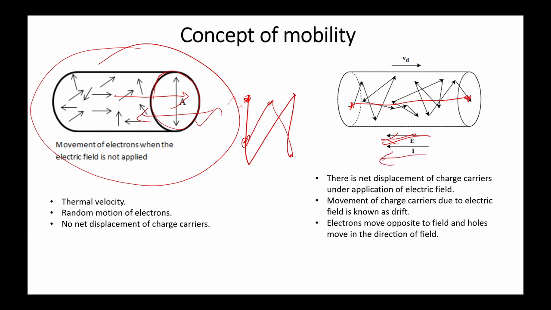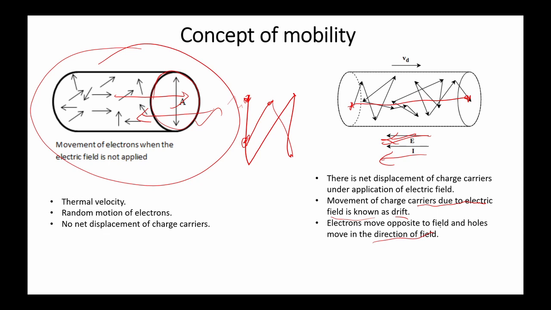This is the drift current. Drift current is the current when electrons or holes move under the application of an electric field. The movement of charge carriers due to the electric field is known as drift. Electrons always move opposite to the field and holes move in the direction of the field.